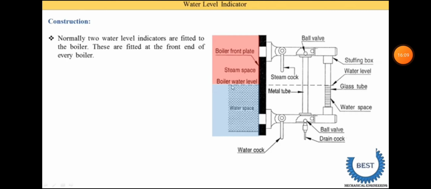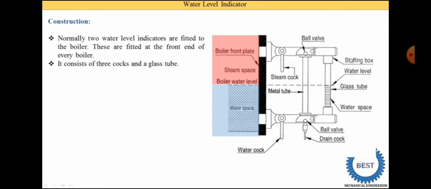In the boiler shell there is some water space, and above this water there is a steam space. So this water level indicator is used to measure the water level. For that we require a glass tube, and here are the other components that we will understand. It consists of 3 cocks and a glass tube. The first cock is the steam cock, another is the water cock, and the third one is the drain cock. And this is the glass tube.